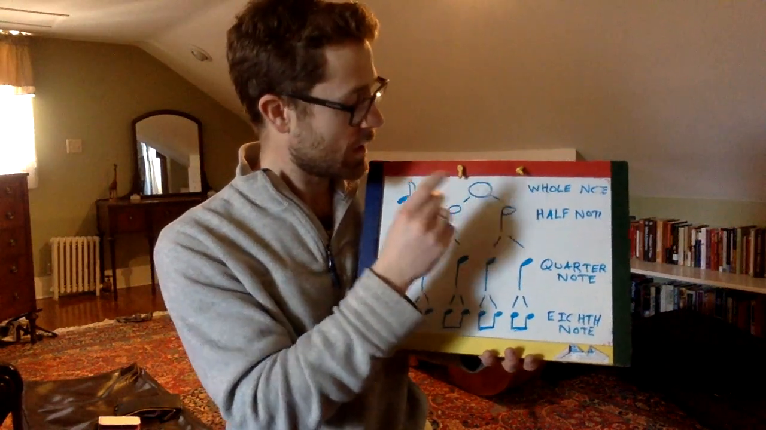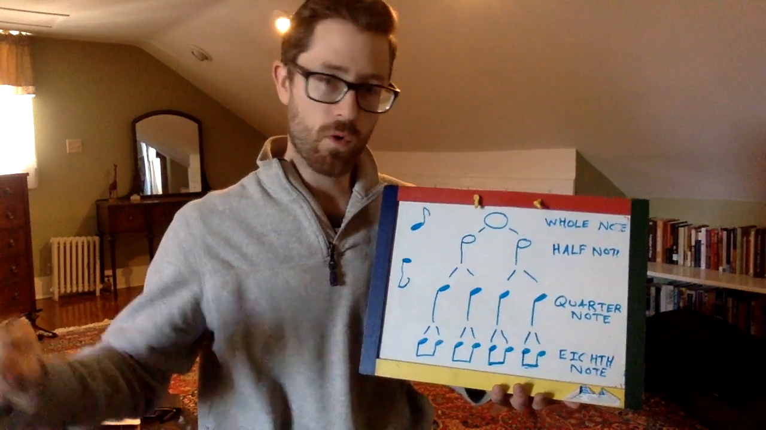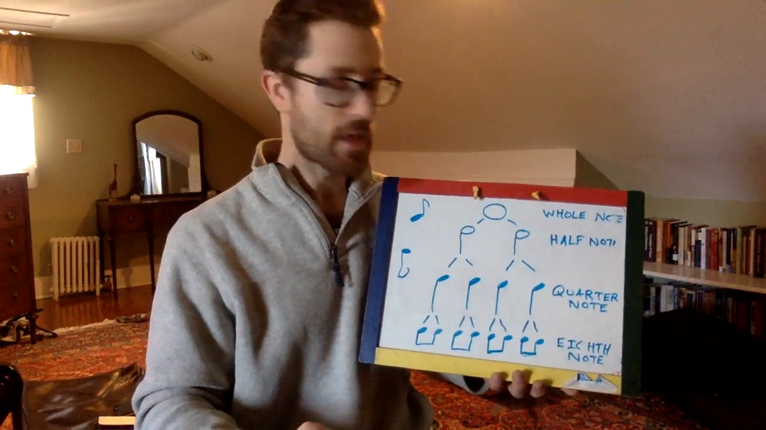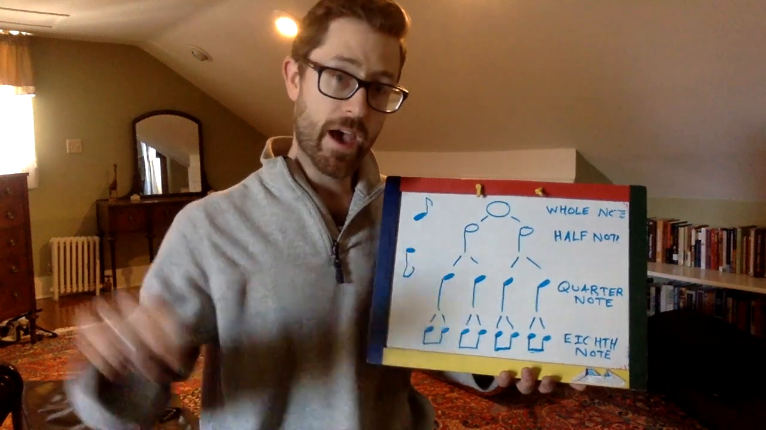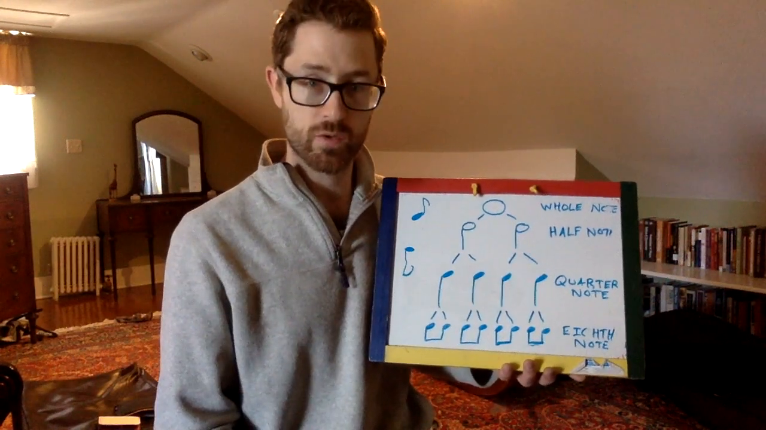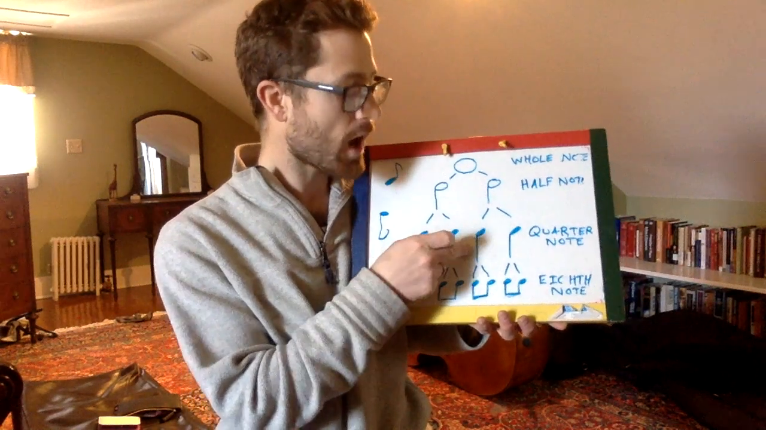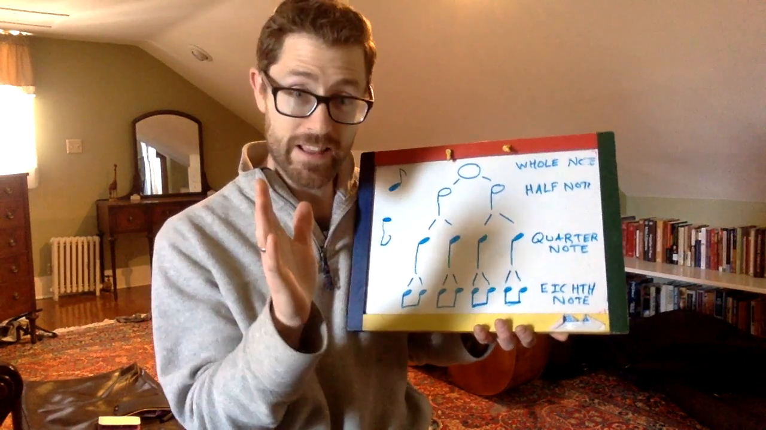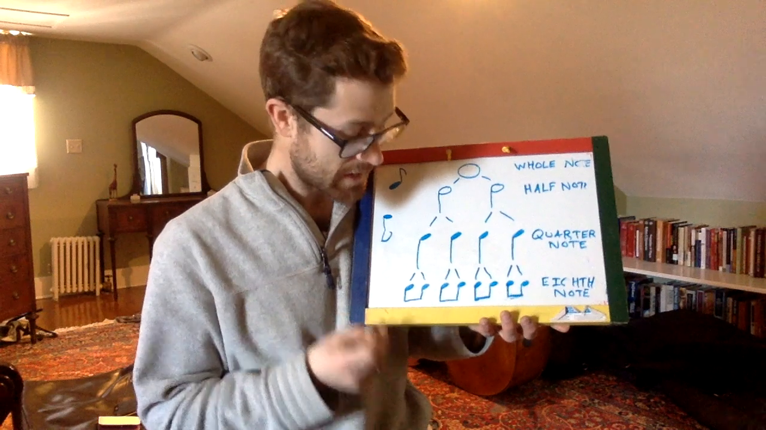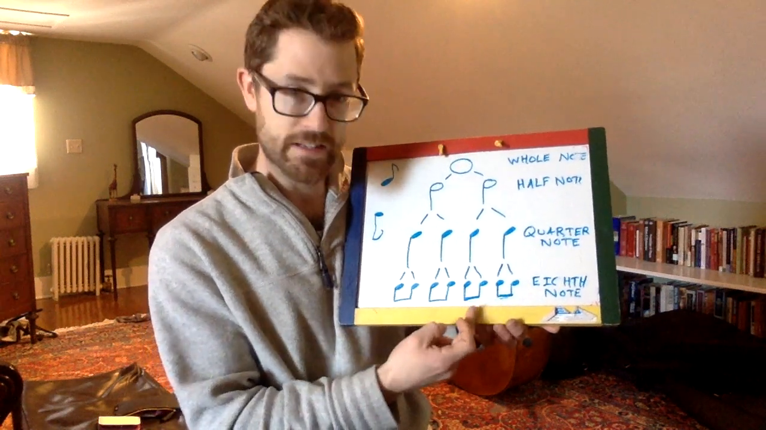So we have here a whole note, 4 counts, off, right? And then a half note is just 2 counts. A quarter note just gets 1 count. Ta, ta, ta, ta, right? And then an eighth note is twice as fast. T, T, T, T, T, T, T, T.